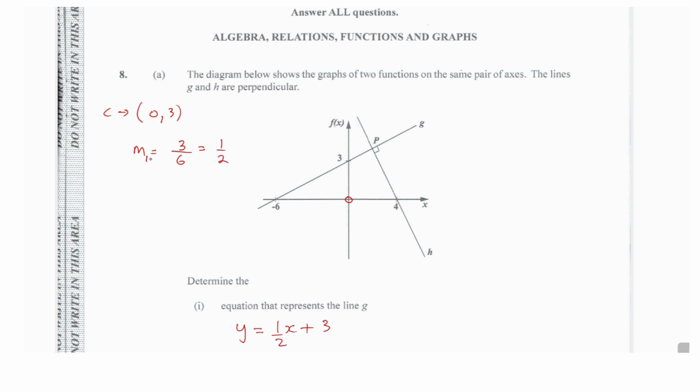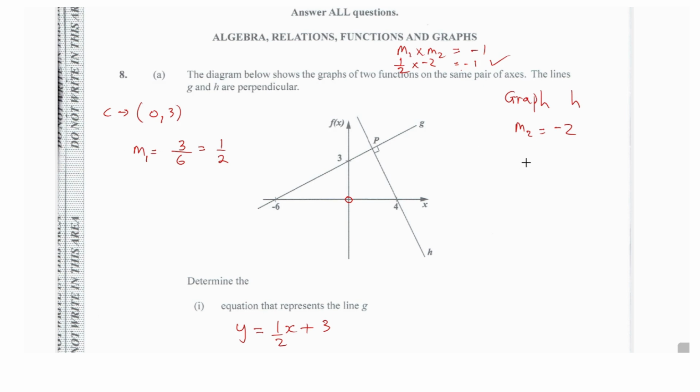So if the gradient of graph G is a half, it means that the gradient of graph H, M2, should be minus 2, because two lines are perpendicular if the product of their gradients equals minus 1. So M1 times M2 should equal minus 1. Therefore, if M1 is a half, it means that M2 should be minus 2, and that is equal to minus 1. So that satisfies the rule.